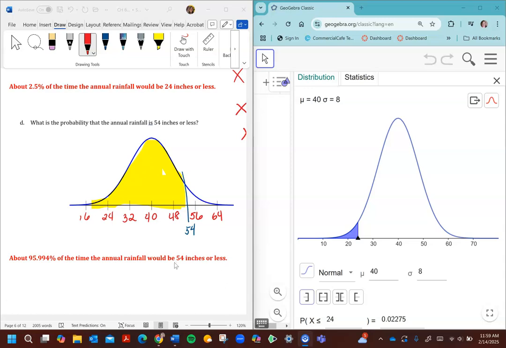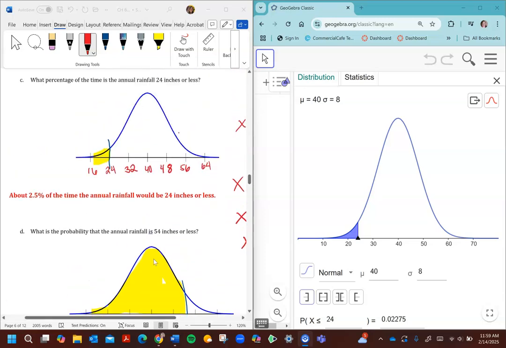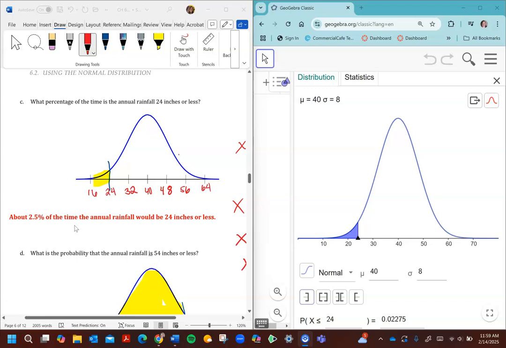And we can use this for the other data that we did use before and compare it and see that we're going to get a more precise answer, hopefully, using the empirical rule for percentage of rainfall 24 inches or less. We had about 2.5% of the time. If we put it in, just changing the number here, I've changed to 24 and I get 0.02275, which would be 2.275%.